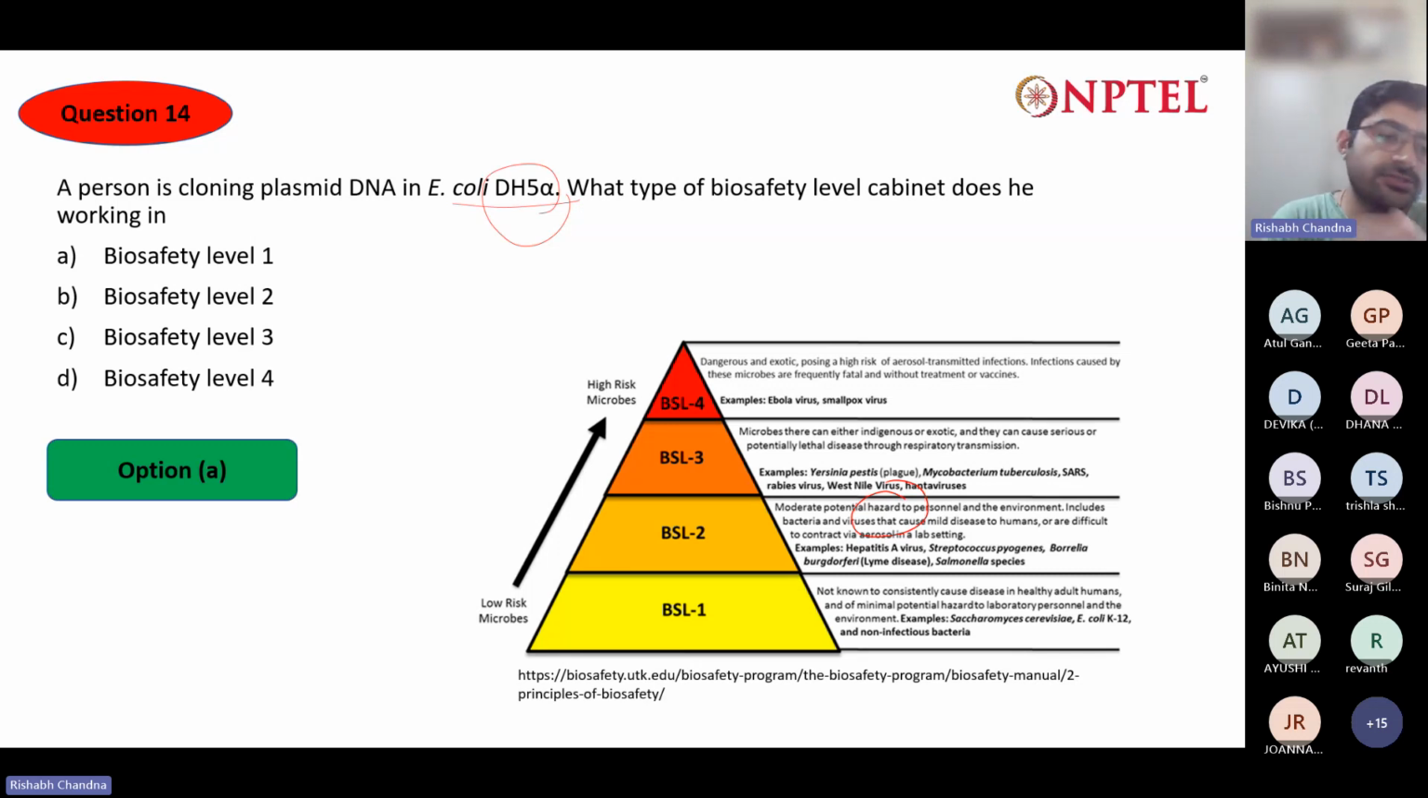But in BSL4, as you saw in the picture of how people work in BSL4, we have to take utmost care when working with those infectious organisms. For example, Ebola, or even some labs work with SARS-CoV-2. They work in BSL4 cabinets only. Okay, am I clear? Yes, sir. Thank you, sir.